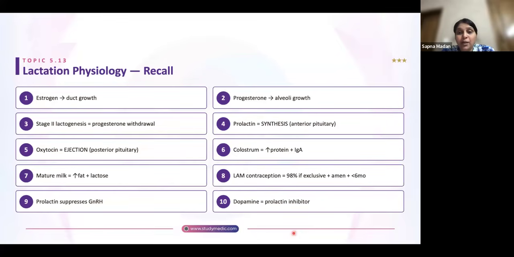The lactational amenorrhea method is 98% effective contraception if the patient is exclusively breastfeeding, is amenorrheic, and has not resumed her menstrual cycles in the first 6 months postpartum. Prolactin suppresses GnRH, therefore there is no ovulation, and this is the mechanism of action of the lactational amenorrhea method. Dopamine is a prolactin inhibitor. It has an inhibiting effect on prolactin secretion.